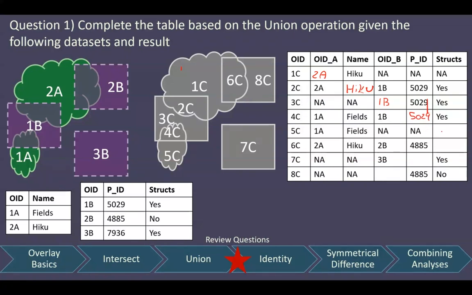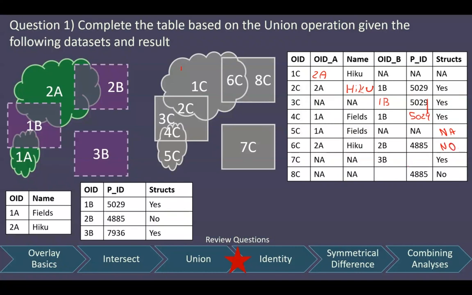For 5C, I'm going to walk through this one a little slower because it's the first instance of an NA. Now, you could quickly look at it and say, okay, 5C corresponds to 1A. Since 1A doesn't have any overlap with B at all, it's NA. 6C, we want the structs from 2B. So we're going to go to the B table, go to 2B, grab the structs. So that's going to be no.